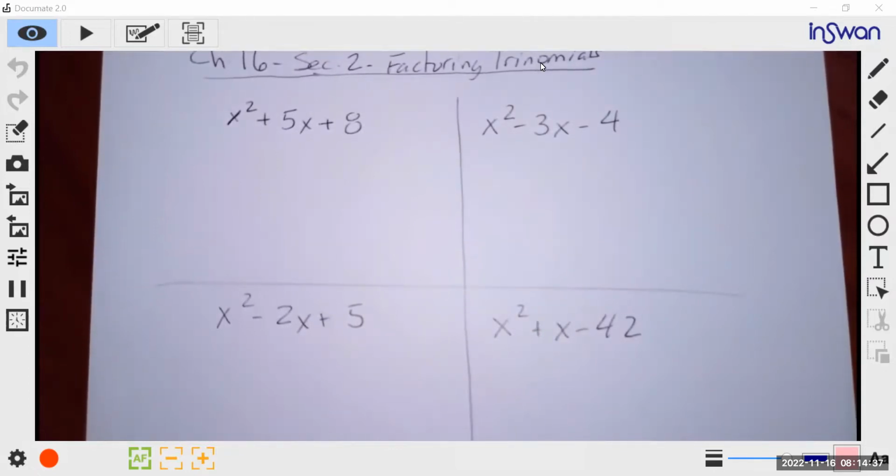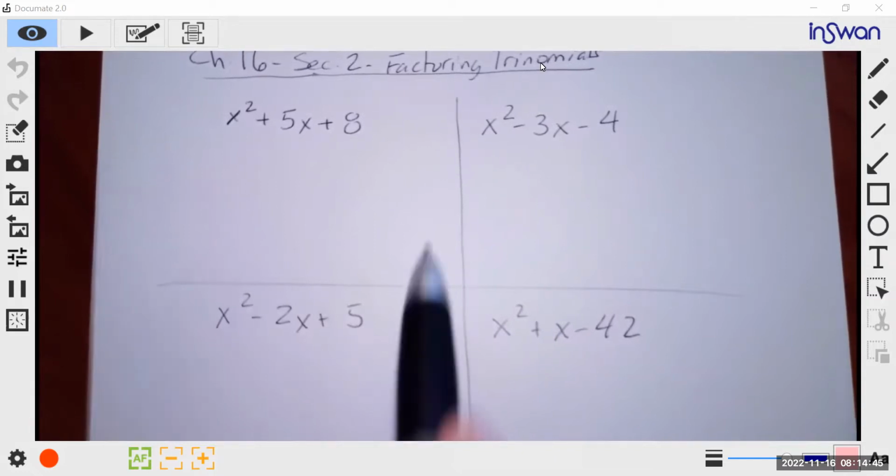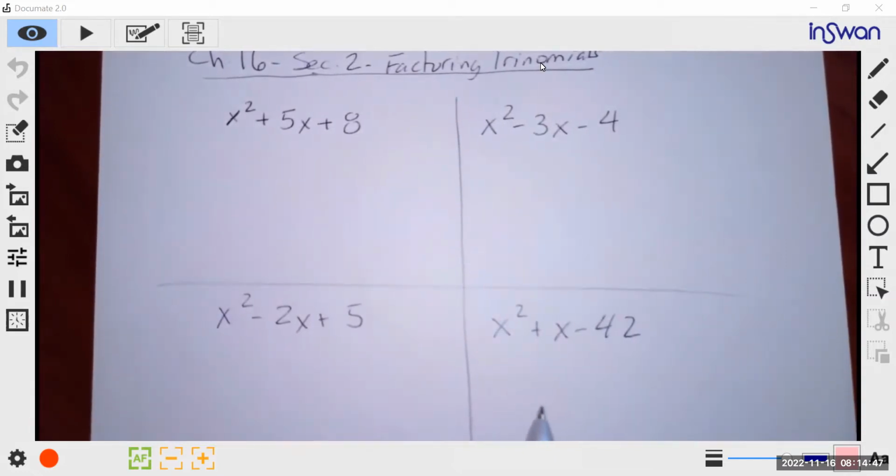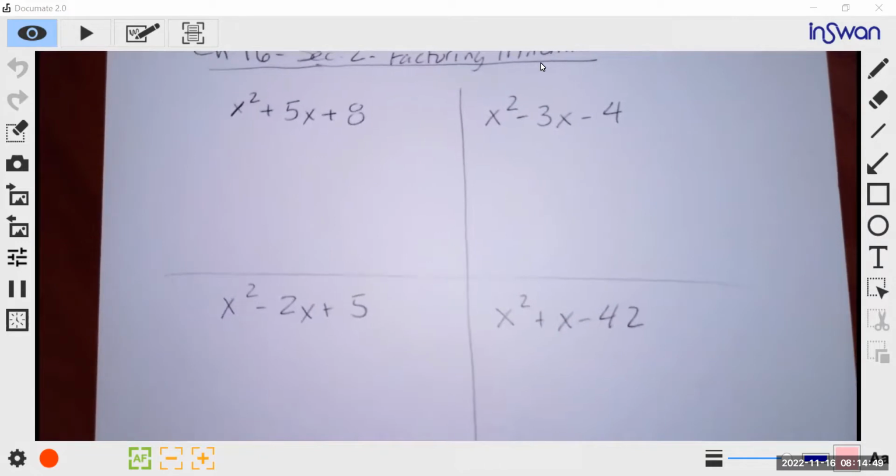Let's factor all of these. You notice these first 4 examples only have 1 variable, and the last 2 are going to have 2 variables.